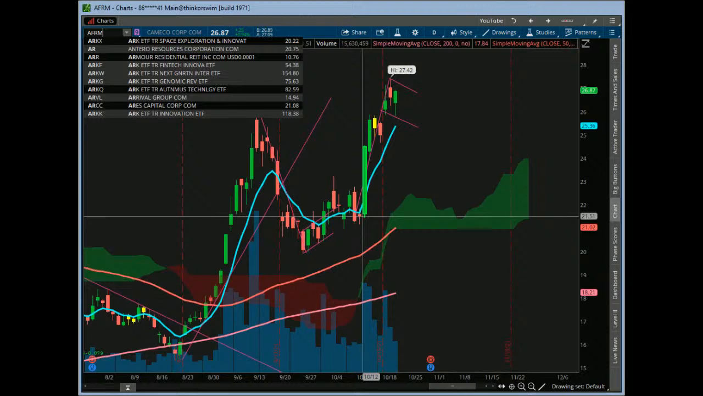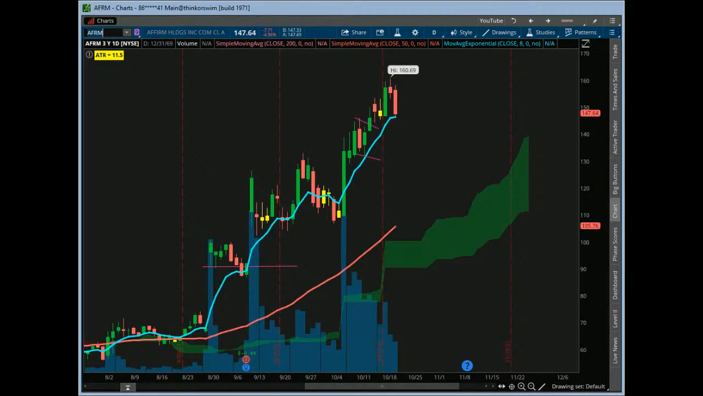AFRM. Back to the 80 on that one, right? So interesting spinning top reversal on that.